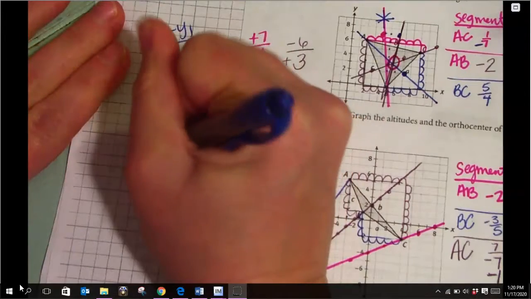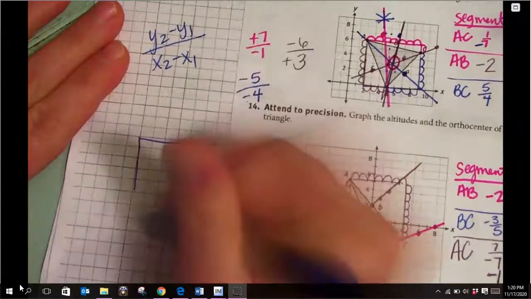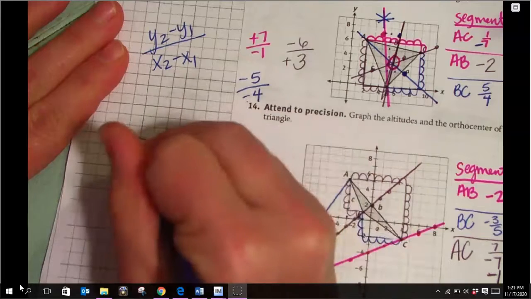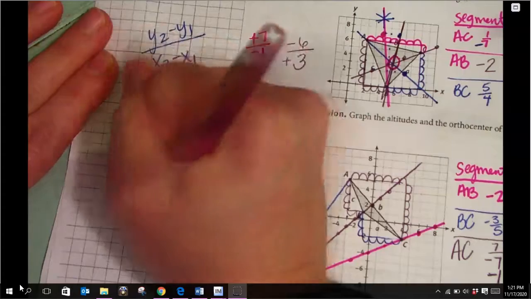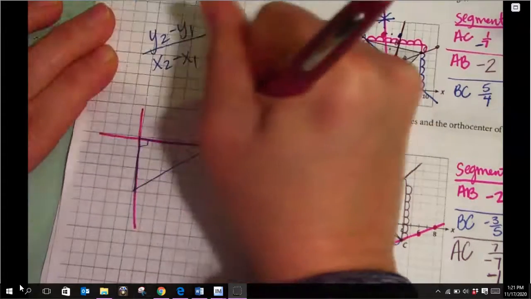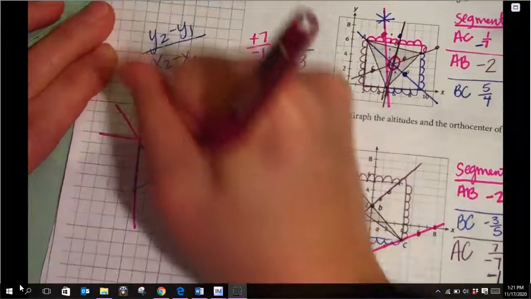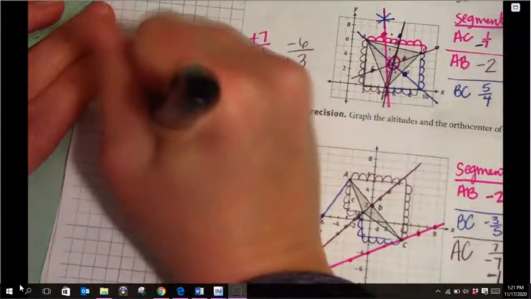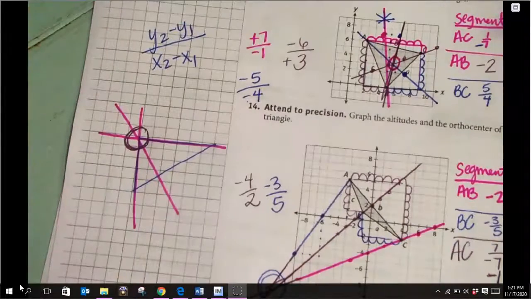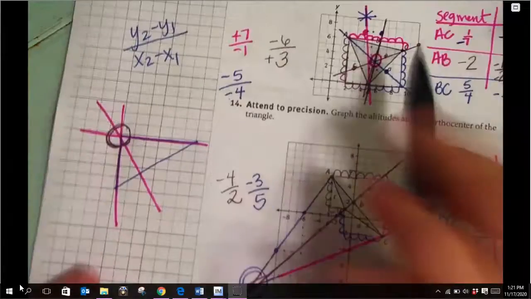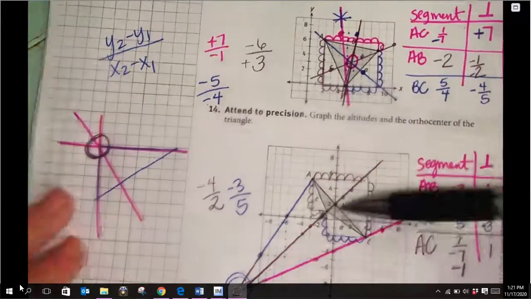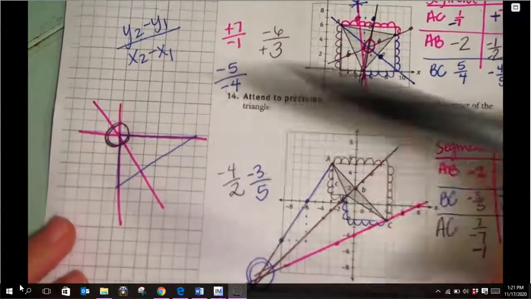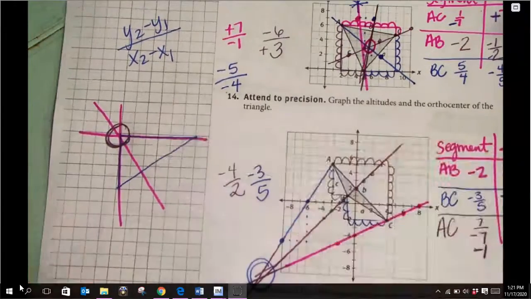And let me just show you this. If you have a right triangle, like a 90-degree right triangle, they are going to meet right here on the corner of that every single time. So these are your options for how they meet. Acute is within the triangle, obtuse is outside of the triangle, and right is right on the corner of the 90-degree angle.